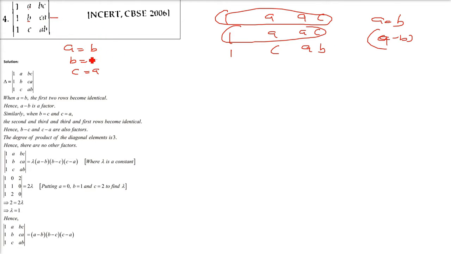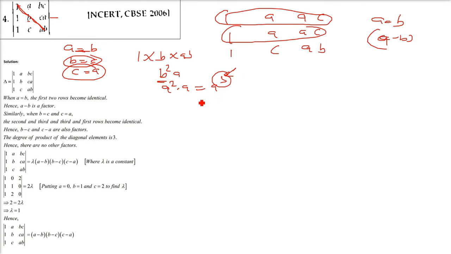Similarly, when we put B equals C, then again two rows become same, the second and third. What about the third one? C equals A. Again, first and third row become similar. Now multiplying the diagonal, 1 into B into A, whichever. Ultimately, when you multiply, you get raised to the power 3. Even if you do B cube or A cube. So the degree is 3. The degree of the product of diagonal elements is 3.